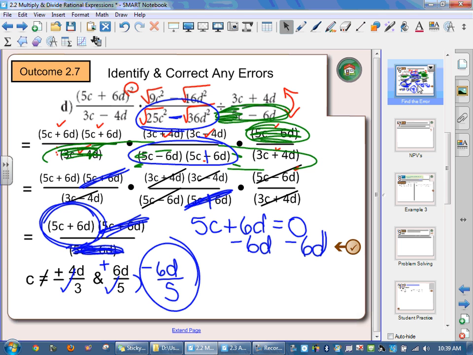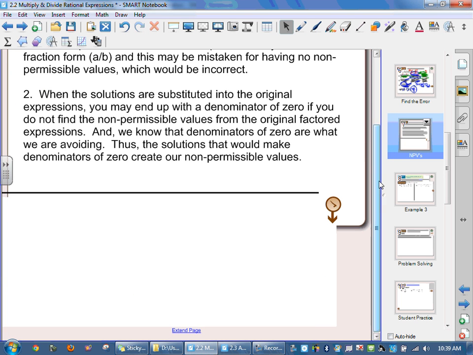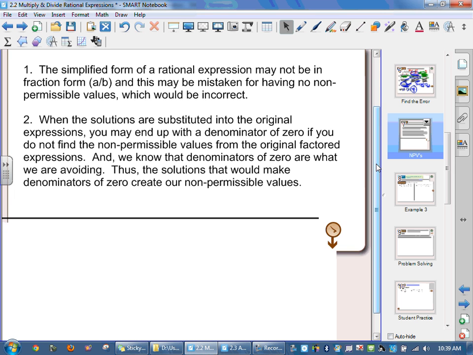And I know it's a bit, but you need to have it. So, the simplified form of a rational expression may not be in the factored form, and it might be mistaken for having no non-permissibles, which could be incorrect, which is what we just saw in that last example. There was no fraction. We didn't have a bottom. So that's what number 1's telling us. It's like the question we just did. There was no bottom left over, so our answer looked like there'd be no non-permissibles, but there actually is. Okay, I'll just give you a minute to write that down.